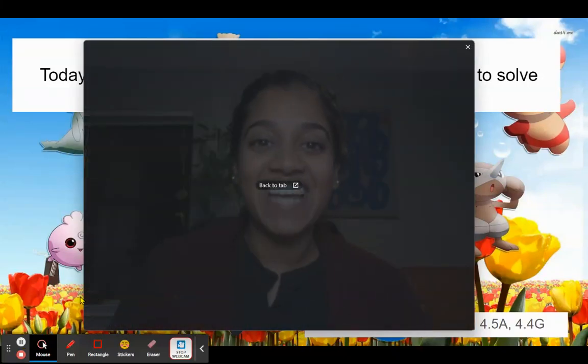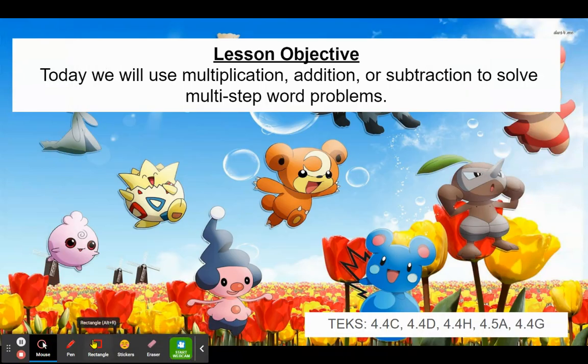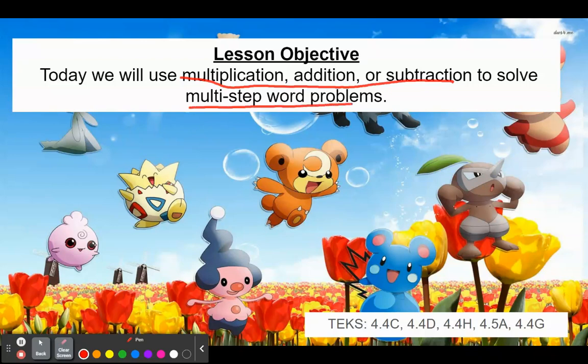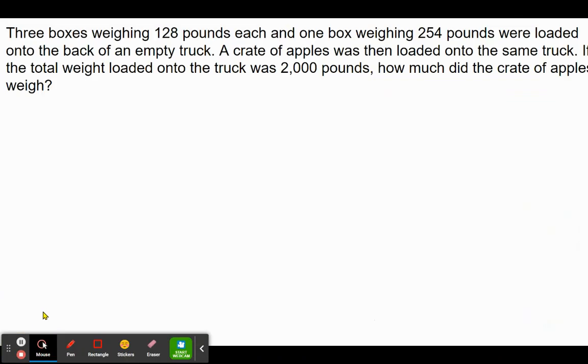Let's go ahead and take a look at today's lesson objective. So today we will use multiplication, addition, or subtraction to solve multi-step word problems. All right, so let's go ahead and take a look at our word problem today.